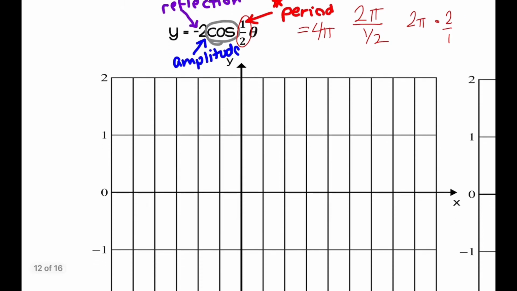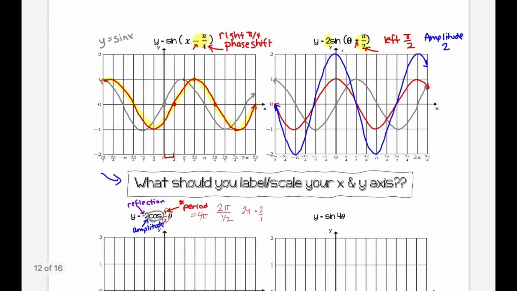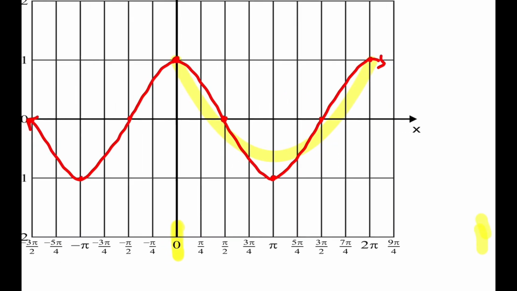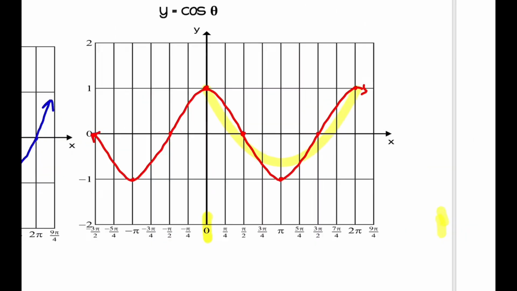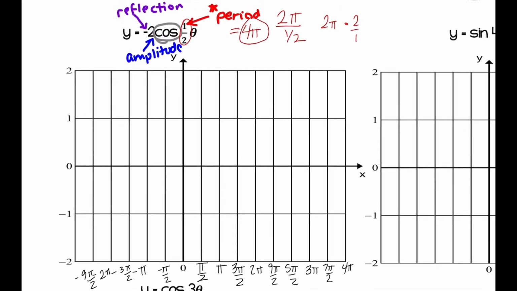That means that instead of completing an entire cycle in 2 pi, like if we go back to our parent function, it took from 0 to 2 pi to complete one whole cycle. Instead, it would only complete half a cycle by that time. It would take from 0 all the way to 4 pi, which is off my page right there, to complete the cycle. So it'd be really stretched out, like that. That's what we're going to be doing here. We're going to take twice as long to do everything.